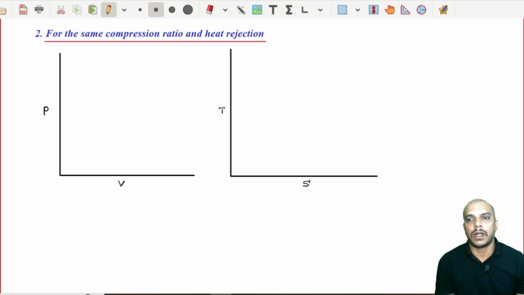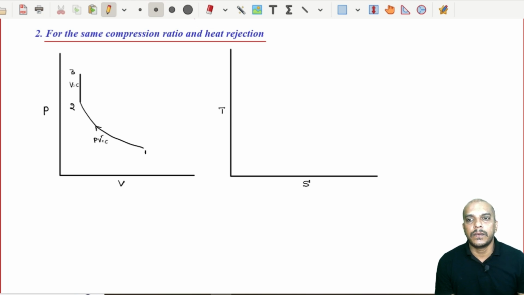Okay, let us start with Otto cycle. Now, Otto cycle comprises of reversible adiabatic compression from 1 to 2. Then 2 to 3 is constant volume heat addition. This is reversible adiabatic, PV^γ is equal to constant. This is volume constant.